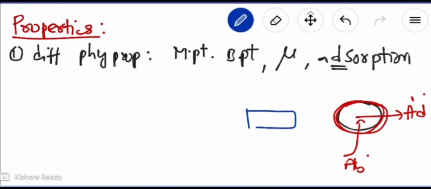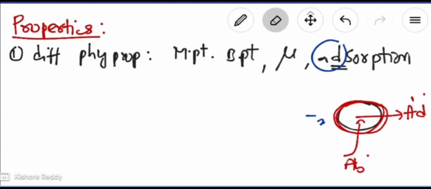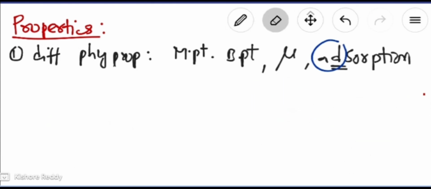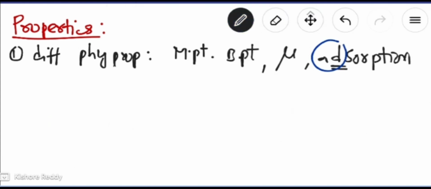Suppose you are taking a hydrogenation reaction. Suppose palladium is the catalyst. On the surface of the palladium catalyst, what will come and bind here? Hydrogen. Are you able to understand? Yes. This is not inside the catalyst. It is on the surface of a solid. A gas is coming and accumulating. That process is called adsorption. Right. So these are also showing different properties in the accumulation on the surface. Clear? So they have different physical properties. First property we have discussed.